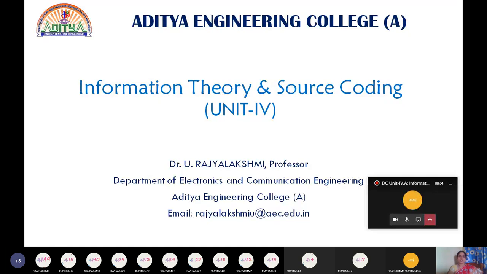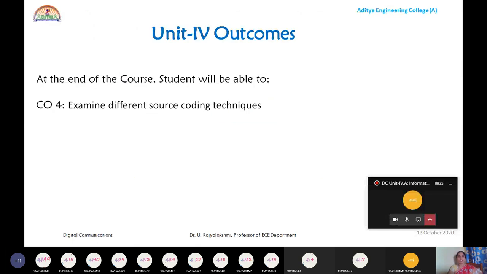So today we can start the fourth chapter. This is completely related to the concept of information and the source coding techniques. I think you know that in digital communication, the encoder plays a major role. We have two different types of encoding techniques: one is source encoding and the second one is channel encoding.